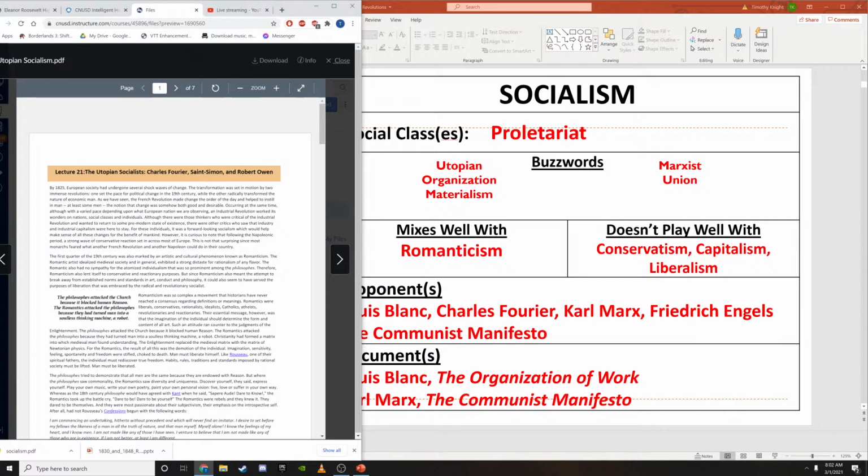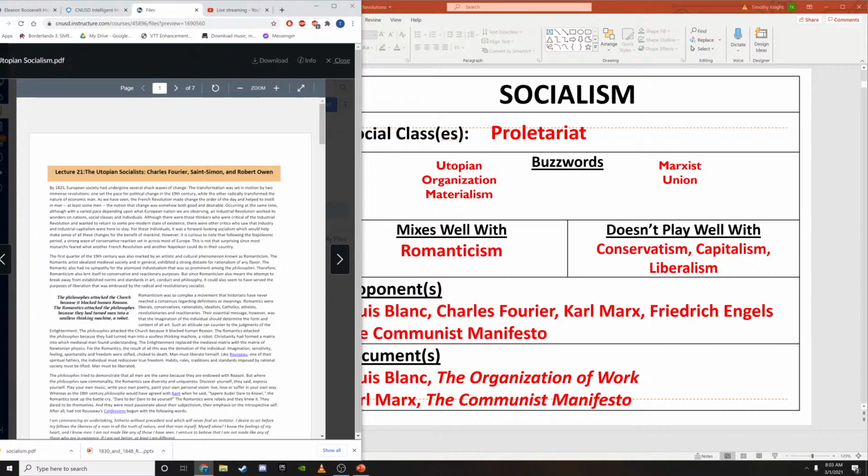We've been talking about that with the Congress of Vienna. This is not that surprising, since most monarchs feared what another French Revolution or another Napoleon could do in their country. The first quarter of the 19th century was also marked by an artistic and cultural phenomenon known as Romanticism. The Romantic artists idealized medieval society and, in general, exhibited a strong distaste for rationalism of any flavor. The Romantic also had no sympathy for the atomized individualism that was so prominent among the philosophers. Therefore, Romanticism also lent itself to conservative and reactionary purposes.